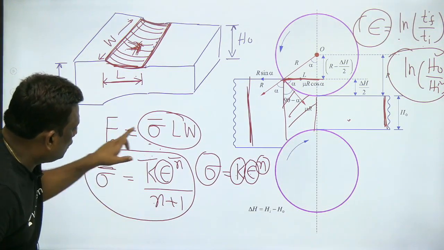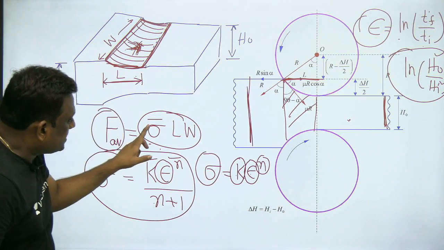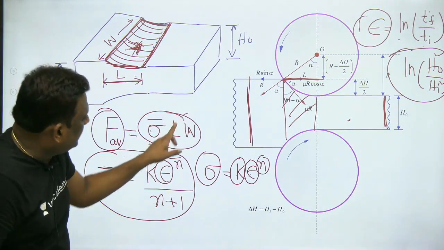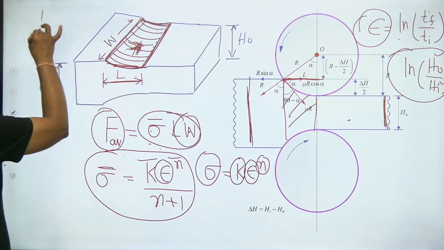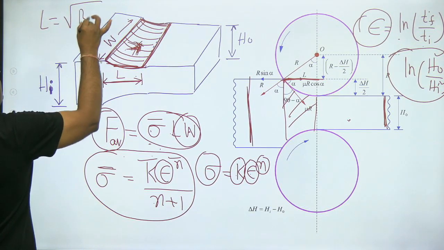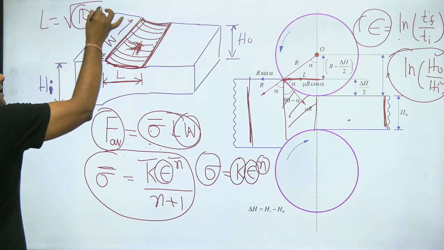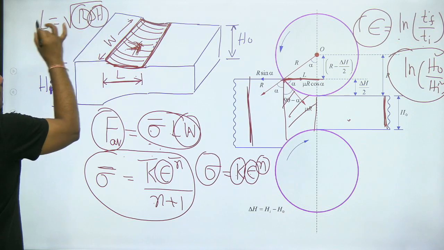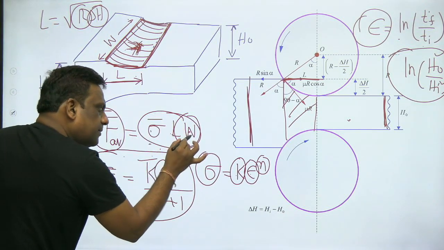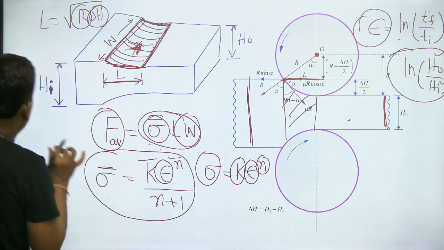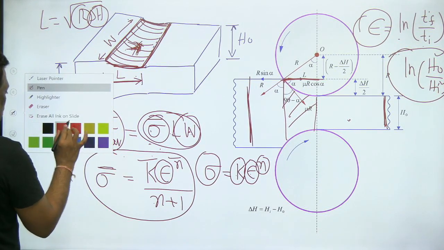When sigma average is known, I can calculate F average. How? Sigma average into L into W. So width will be given. L: just now I told you L is equal to under root of R delta H. So roll radius will be given, reduction in thickness will be given, so you can calculate L. When L is known and width is given, F average equals sigma average L W can be calculated. This is known as average force required.